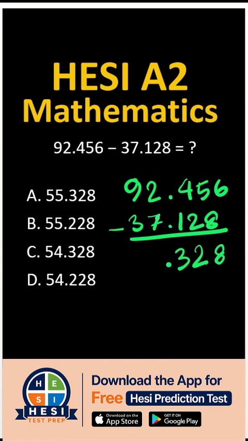Now again, we cannot subtract 7 from 2, so we borrow 1 from 9. So that's 12. And 7 subtracted from 12 is 5. And then 9 becomes 8. And 3 subtracted from 8 is also 5. So that's 55.328. And with that, the correct answer is option A.